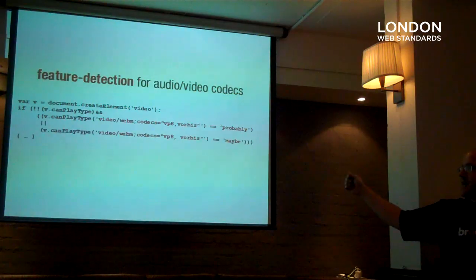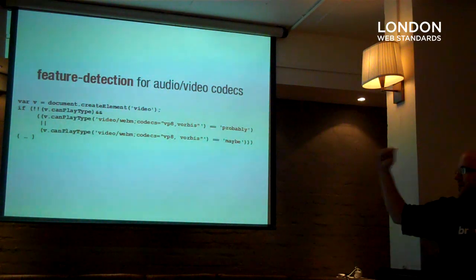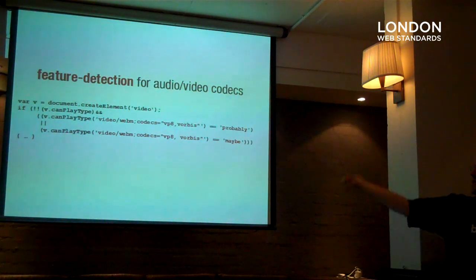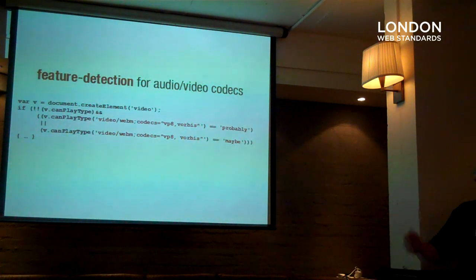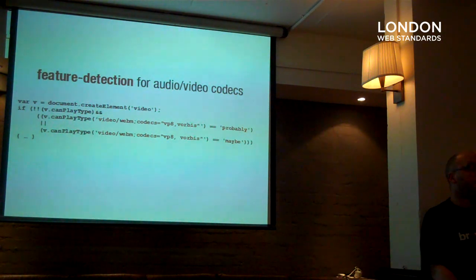You can test exactly: does the browser support video? Yes. Does it actually support video WebM with this particular codec? Yes. That sort of thing. So you can really start working your way around. Interestingly enough, canPlayType, which is the method, has some interesting return values. If you ask the browser, can you play this? It will either say probably, maybe, or says nothing.